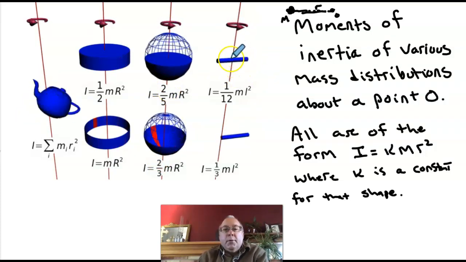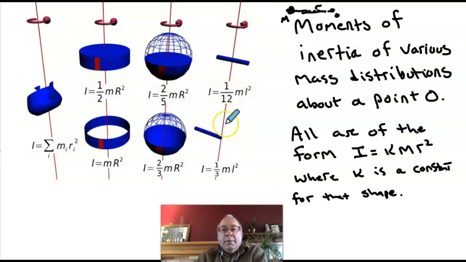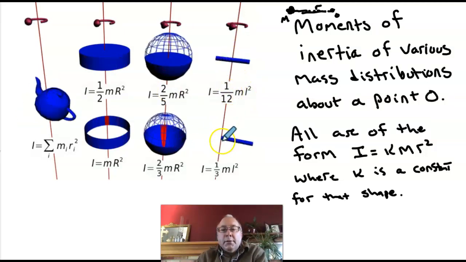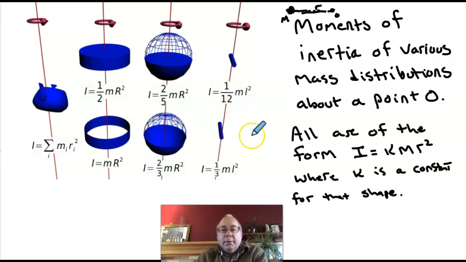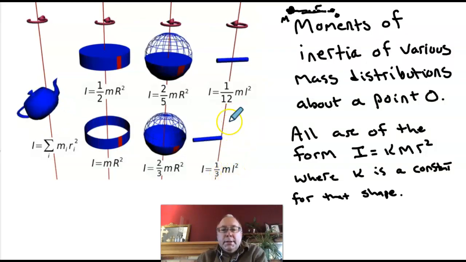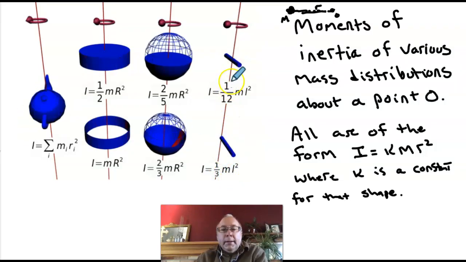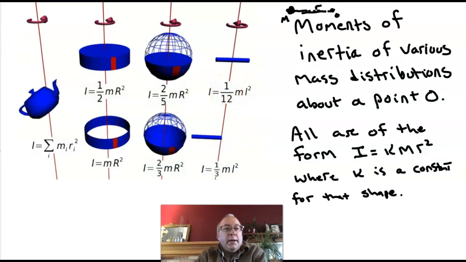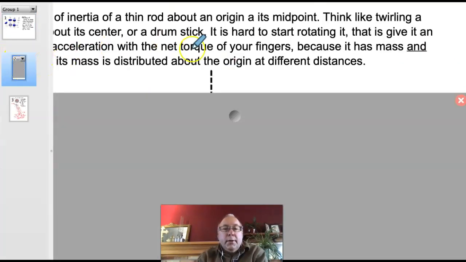Now the other most common one is a baton. So about the center, it's 1/12 ml squared. But if you try to shake it about the end, it's harder to shake a stick about the end because the mass is distributed a little further out. And so you can see that it's 1/3 ml squared. So we're going to take a look at how you come up with this one, and then we'll take a look at another. All right, so let's deal with the rod first.